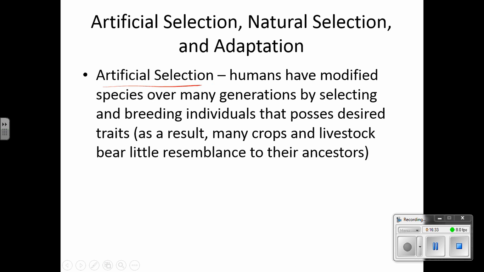Artificial selection is actually when humans have modified species over many generations by selecting and breeding individuals that possess desired traits. As a result, many crops and livestock bear little resemblance to their ancestors. So this is the difference in natural selection and artificial selection, is that natural selection is happening by nature doing it, and artificial selection is happening because we purposely modify those organisms. This is how we get things like labradoodles.